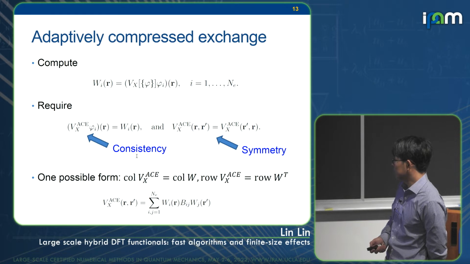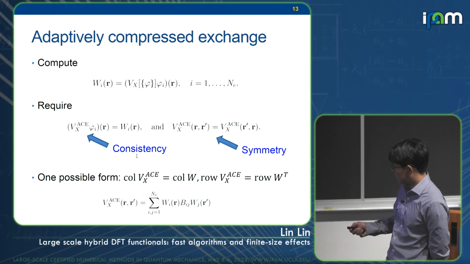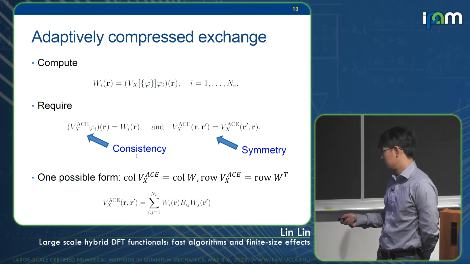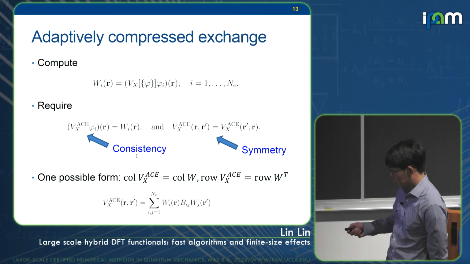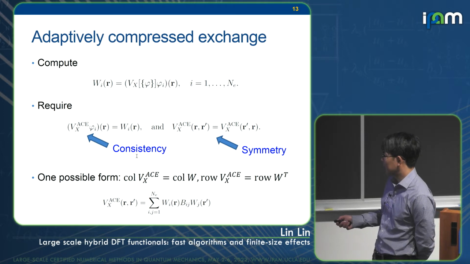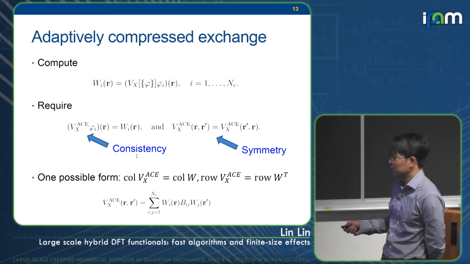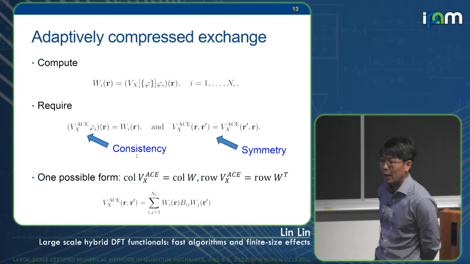The simplest choice is to let the column space of this Vx ACE be the column space of W. Because of the Hermitian condition, the row space should be the same. This pretty much says the kernel for this adaptively compressed exchange should be Wi transpose, and in the middle you have a coefficient matrix to be figured out.